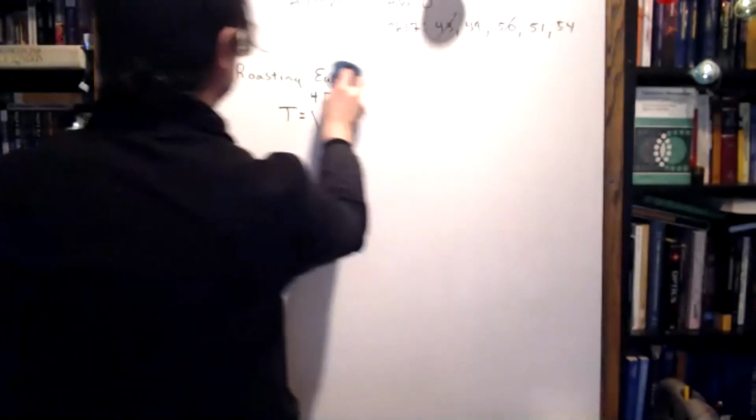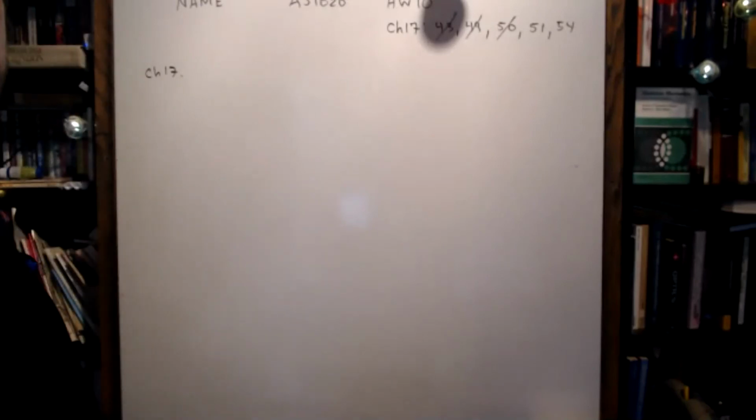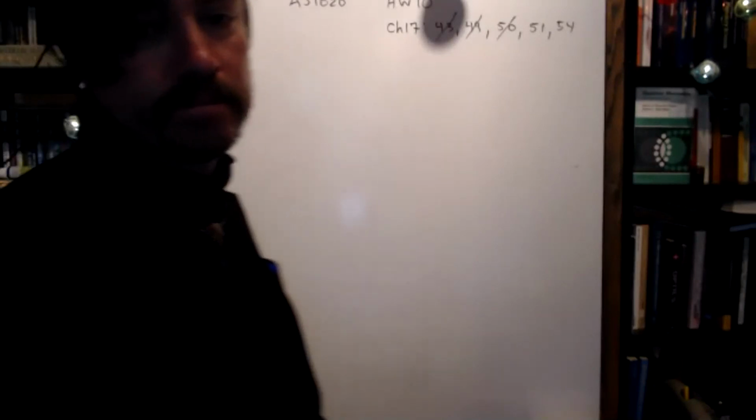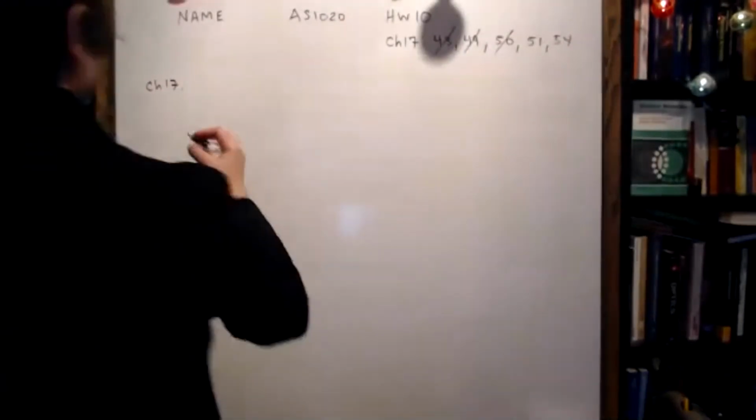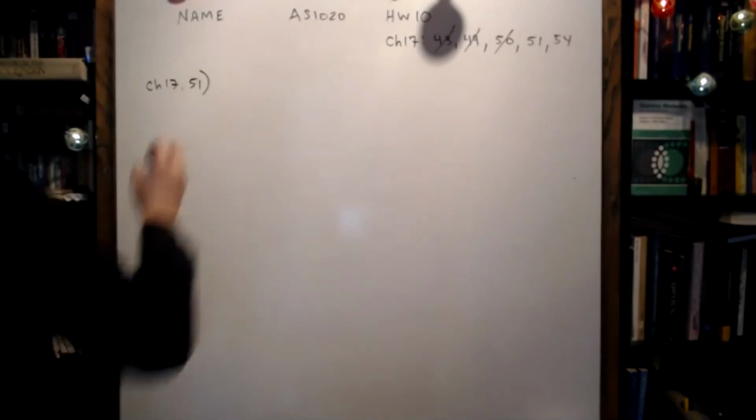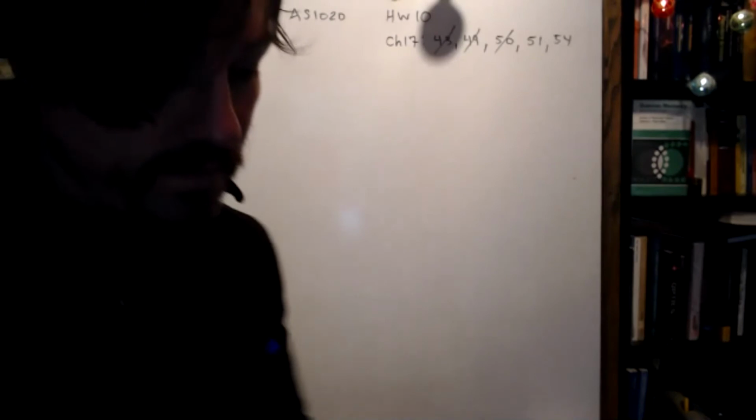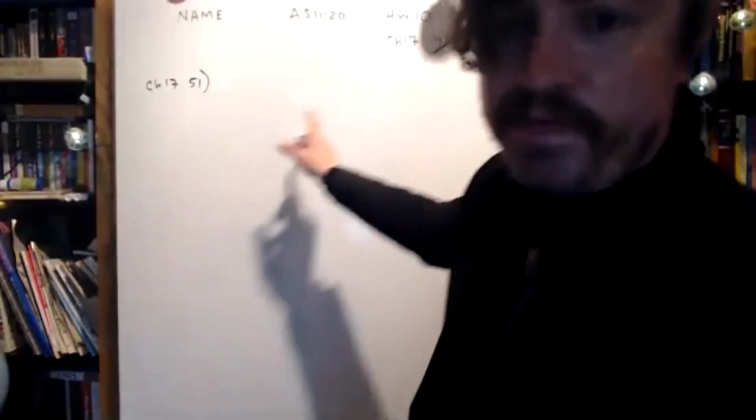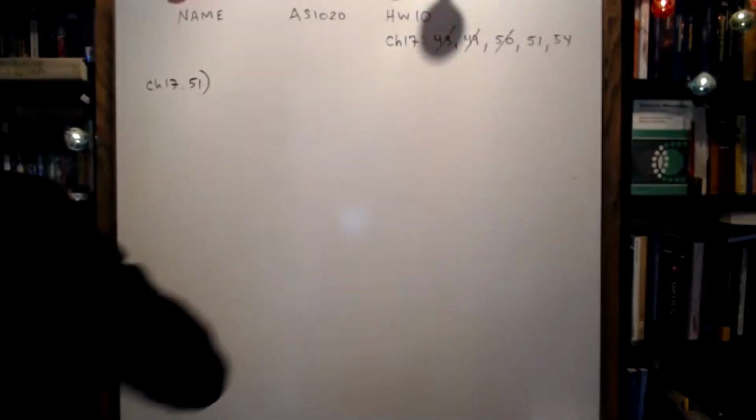Kaitlyn, can I call on you to do number 51? Yeah, let me pull it up. All right. This is homework, right? Not a lab? Yeah, this is homework. Homework 10. What number were we on again? I'm sorry. That's all right, 51.